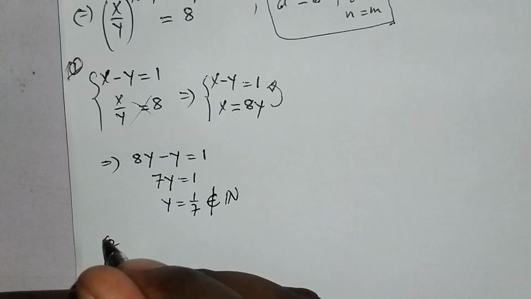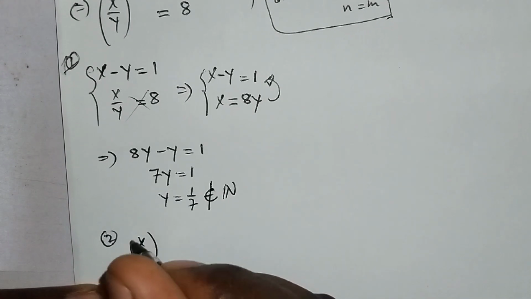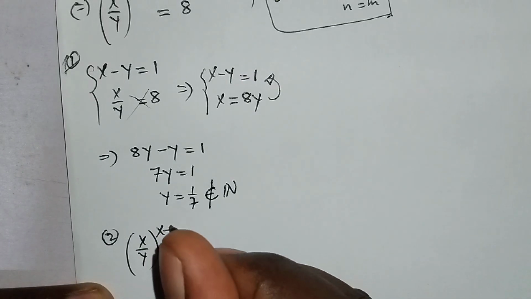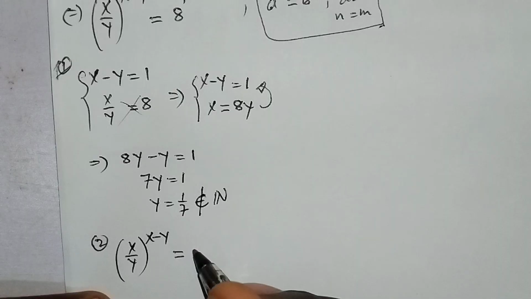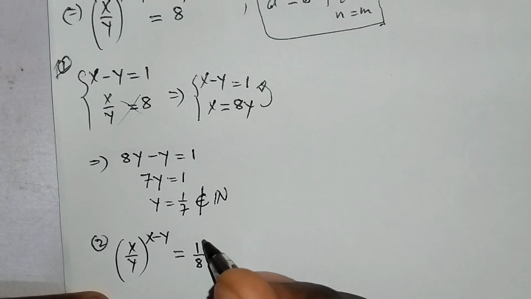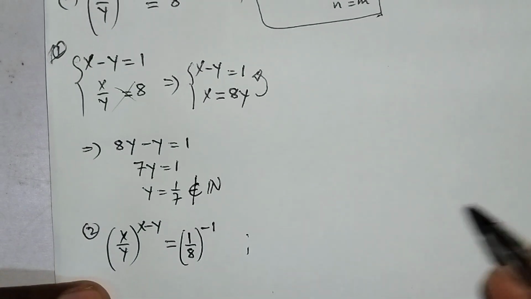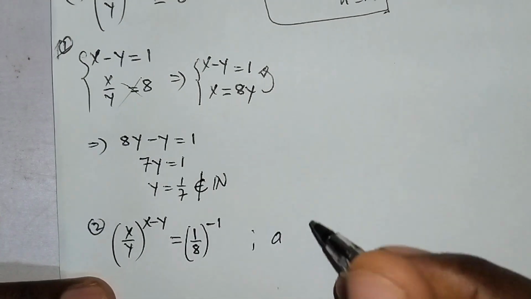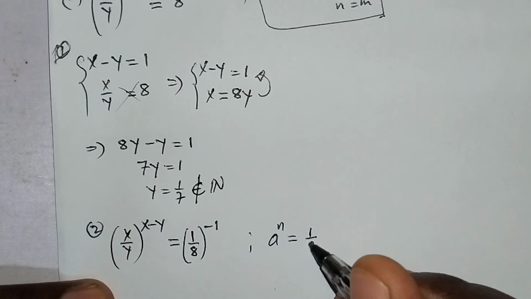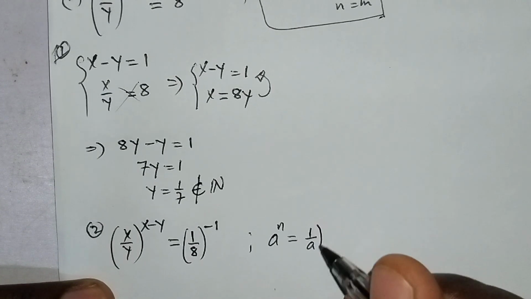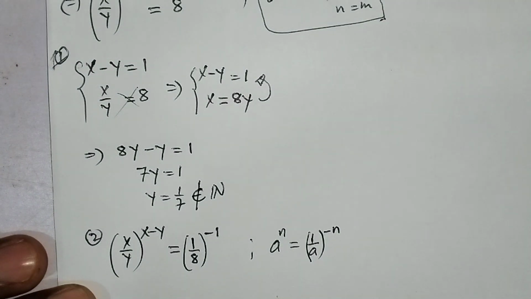And case 2, x over y power x minus y, which is equal to 8. It can be 1 over 8 power negative 1, from the formula saying that if we have a power n, it can be 1 over a power negative n, like this.